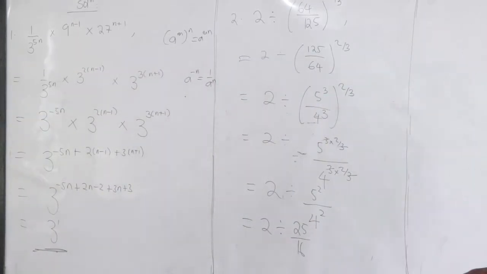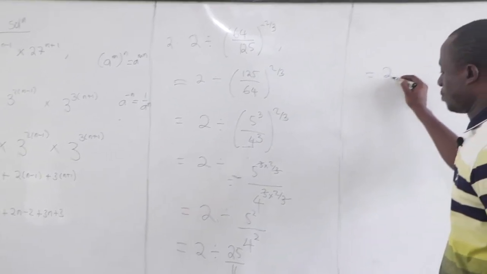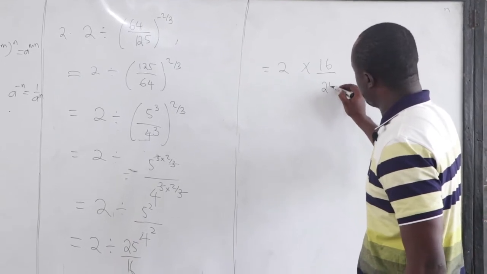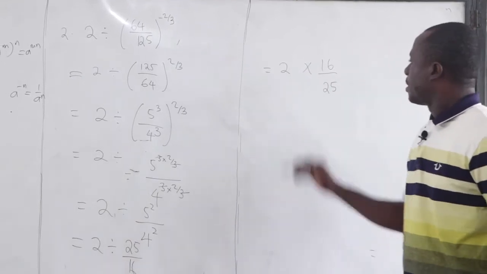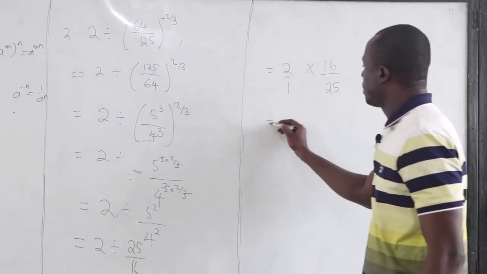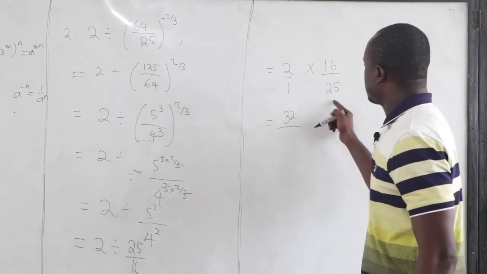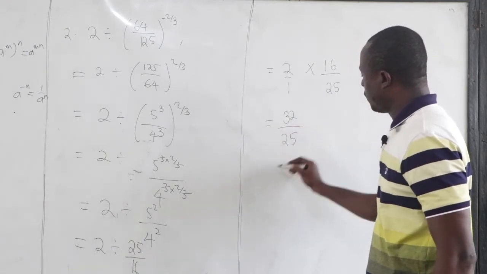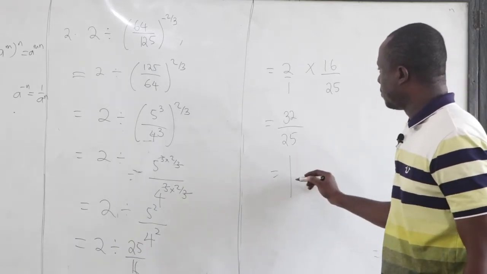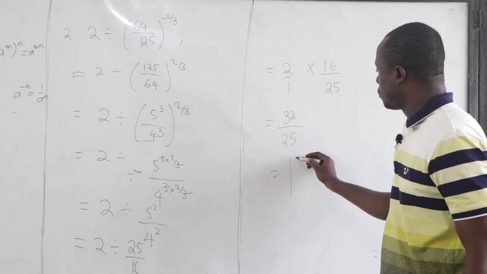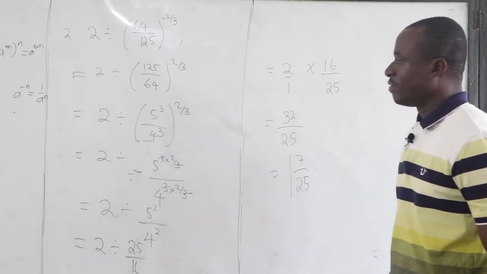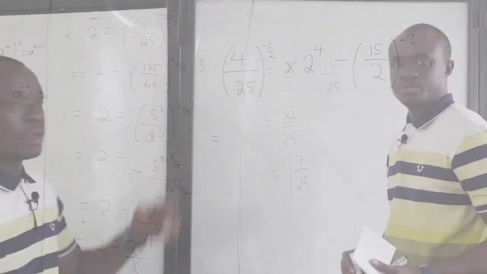Now division will change to multiplication, so we have 2 times 16 all over 25. We know that every whole number is over 1, so numerator times numerator, denominator times denominator: 2 times 16 is 32, 1 times 25 is 25. How many times does 25 go into 32? That is 1 time, and then what do you have here? 7 all over 25.